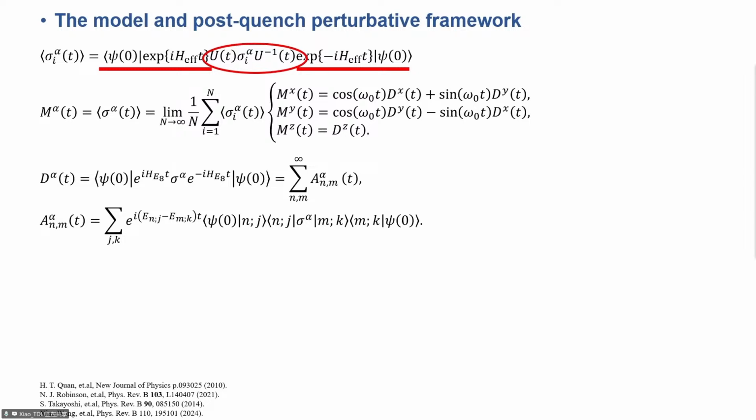The Schrodinger picture provides that the expectation value is given by the time evolved wave function, the summation of this sigma operator, and put the H effective to the initial wave function, such that this is a combination of the Heisenberg picture and the Schrodinger picture. So I can introduce a matrix element. This matrix element is known as d alpha.